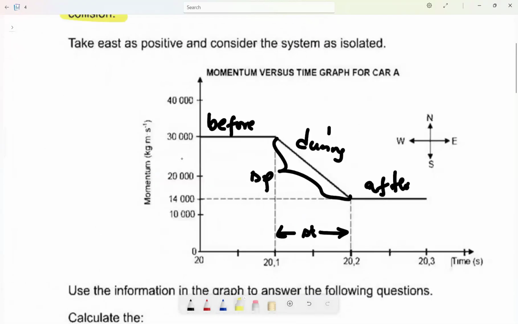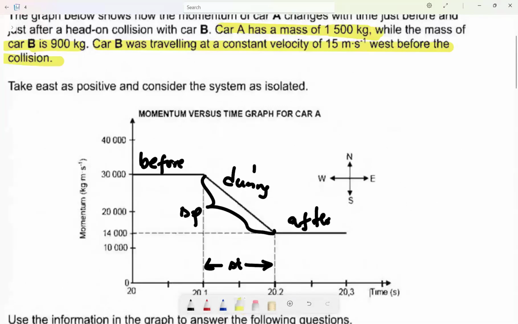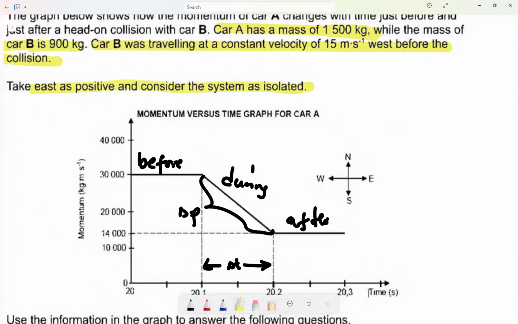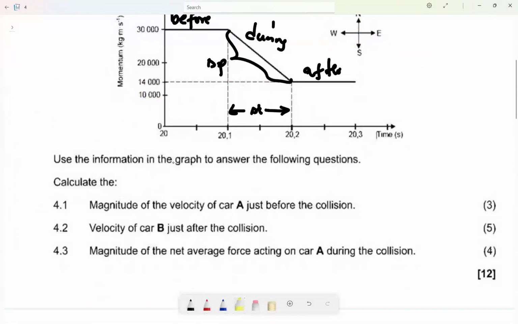Now take east as positive and consider the system as isolated, meaning we can use conservation of linear momentum. Now use the information in the graph to answer the following question. 4.1: Calculate the magnitude of velocity of car A just before the collision.